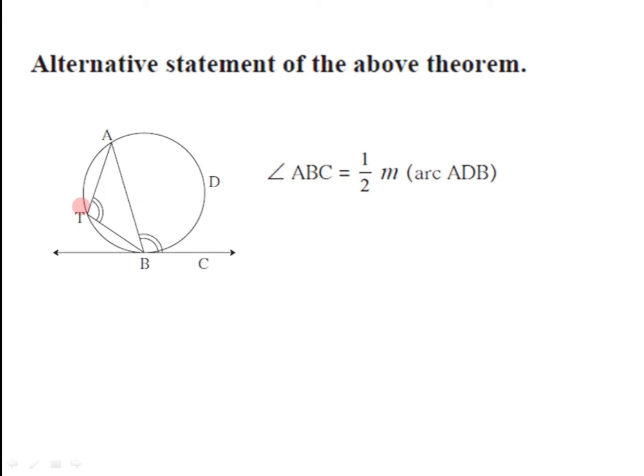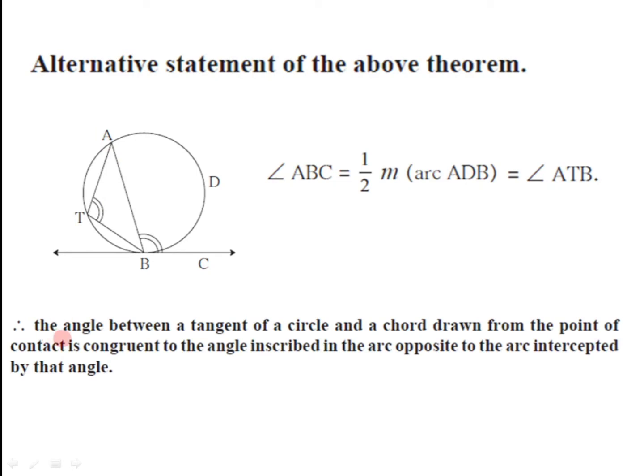Now consider angle ATB, where T is any other point taken on the circle, and we have joined AT and TB. For this angle ATB, arc ADB is also intercepted by the same angle. Now by the inscribed angle theorem, the measure of angle ATB must be half of the measure of arc ADB. So from these two we can conclude that the measure of angle ABC is half of arc ADB, and also the measure of angle ATB is half of arc ADB. That's why the measure of angle ABC is equal to the measure of angle ATB.